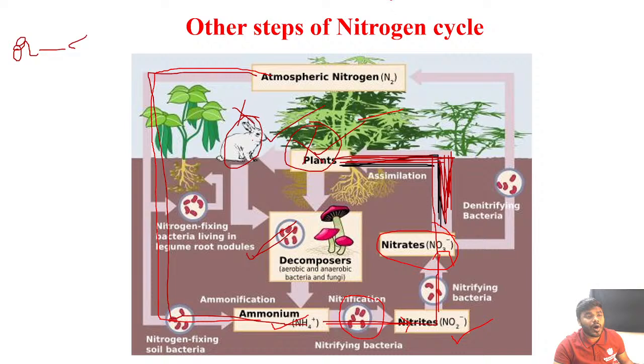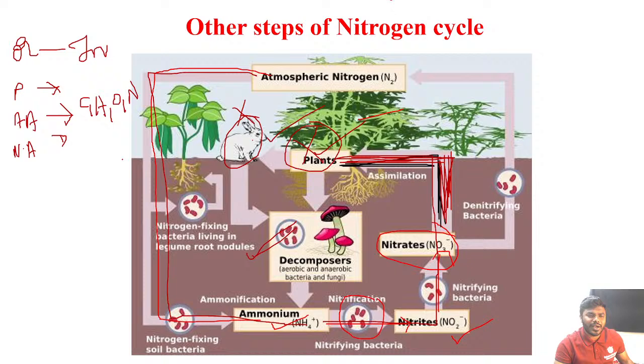Decomposers will convert the organic to inorganic. What are organics? Proteins, amino acids, nucleic acid. These are only organic, right? All these organics can be converted into what? Inorganic. Carbon, hydrogen, oxygen, nitrogen. That's all. Now what are the decomposers like bacteria doing?